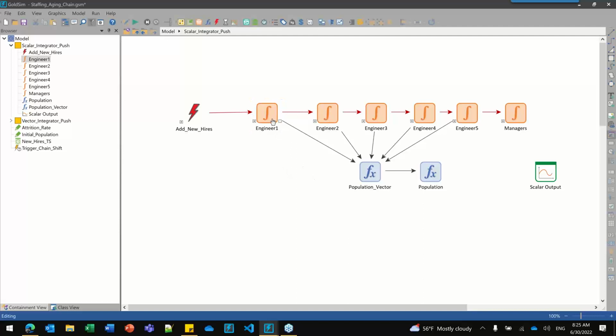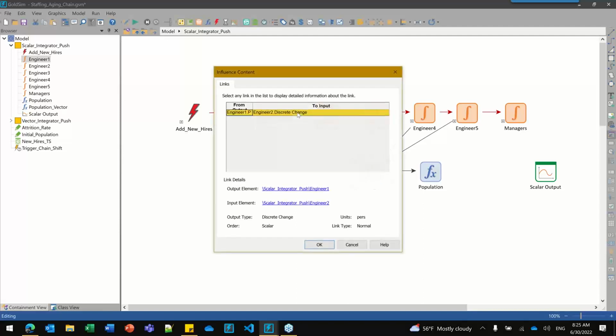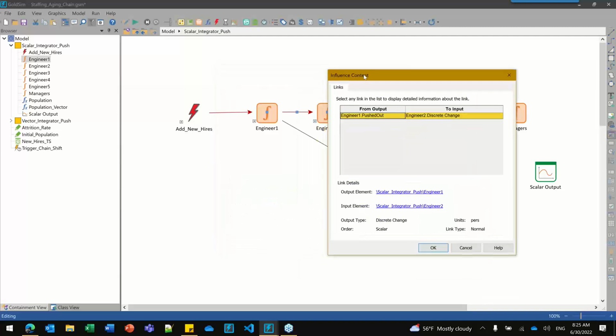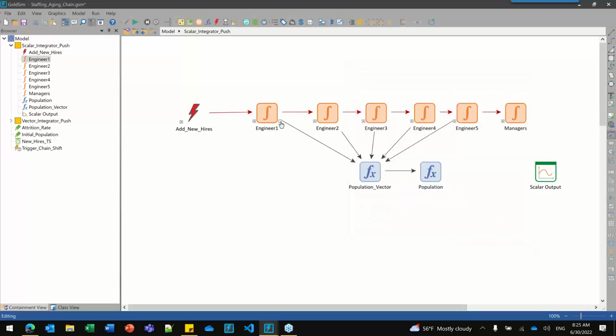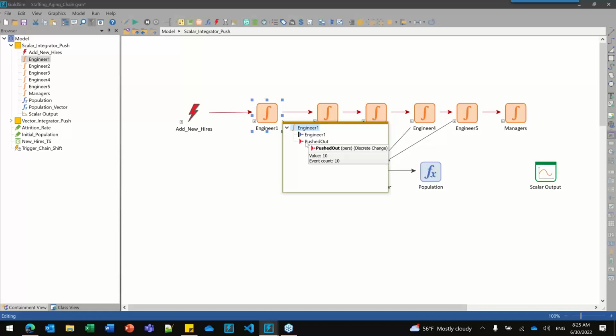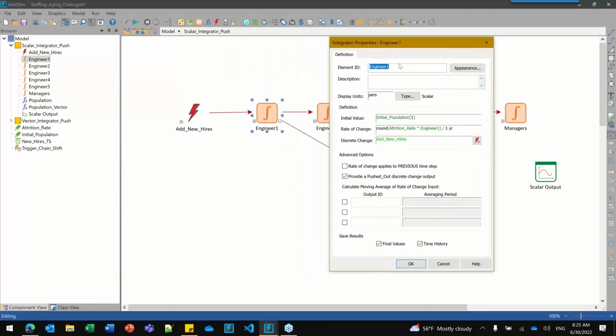We have this influence line moving here. We can double click on it to see what it is. And what you'll find, if I expand this, is that we have engineer 1 dot pushed out. So that is a new output that perhaps you've not seen on an integrator. If I click on the output port, you see it is this one called pushed out. It is a discrete change type of output, as opposed to the total quantity within the cohort, right? And that was made available when we checked this box here.